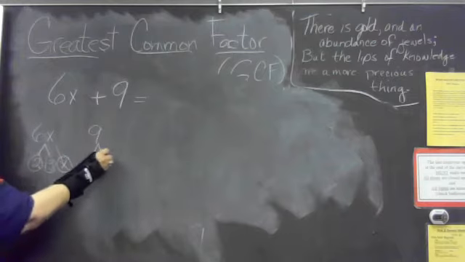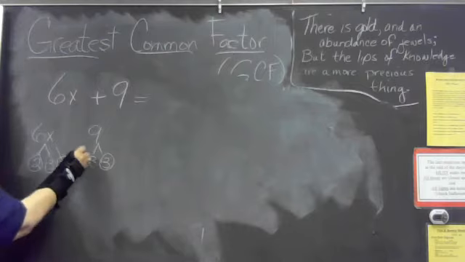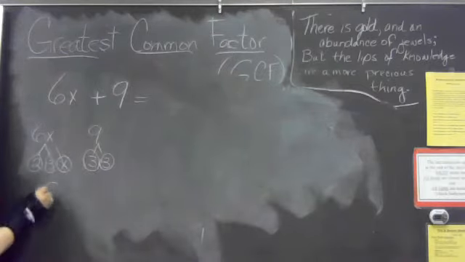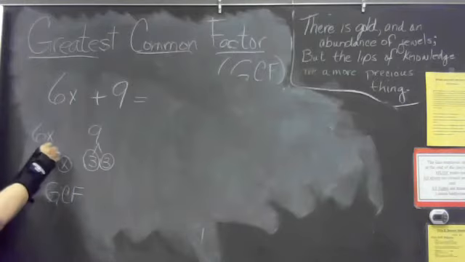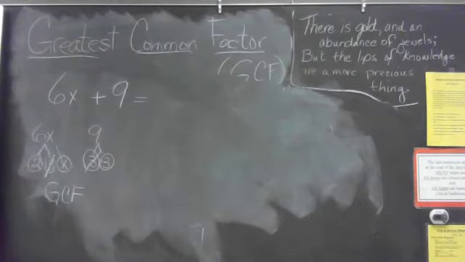I have a 3 and a 3. Those are both prime. And so my greatest common factor here is just the 3, right? That's the only thing I have in common.